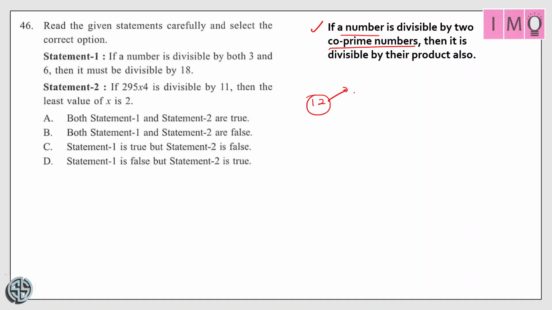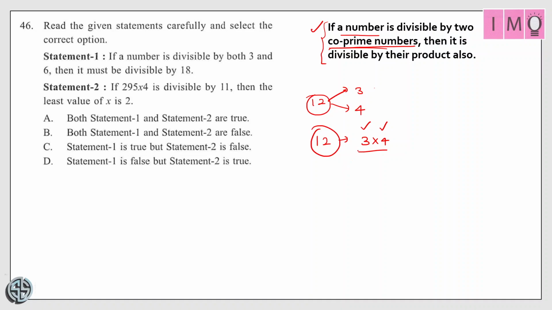We got to know that if a number is divisible by 12, then it is divisible by both 3 and 4. Why? Because I can write 12 as 3 into 4, and 3 and 4 are two co-prime numbers. So that's why this rule came. You can note this important point: if a number is divisible by two co-prime numbers like 3 and 4, then it is also divisible by 12. And from there we can derive the divisibility rule of 12.